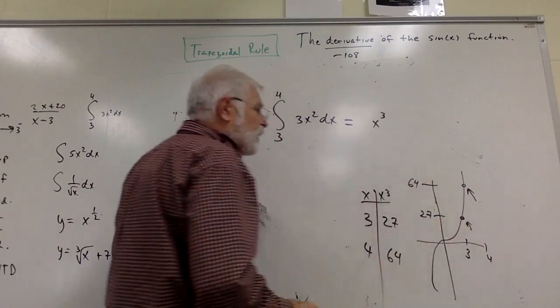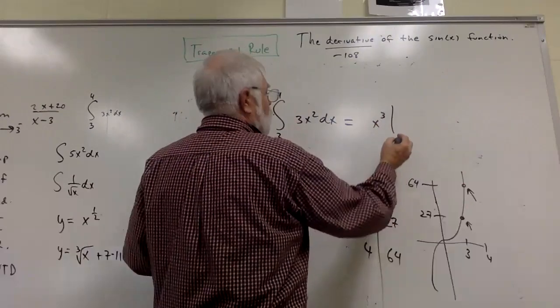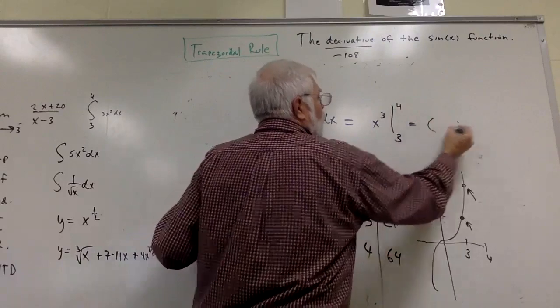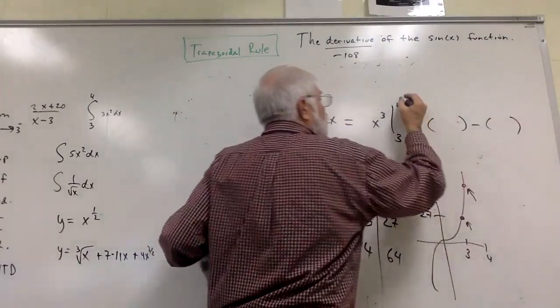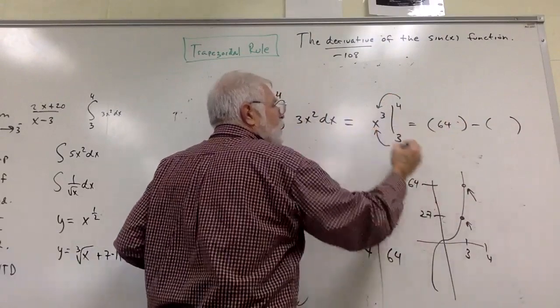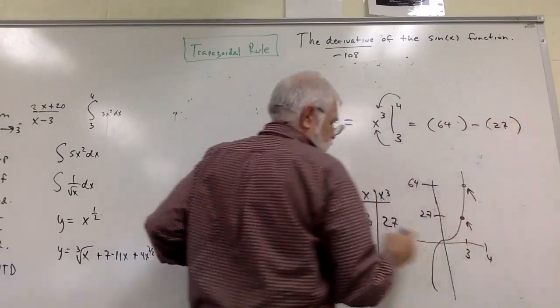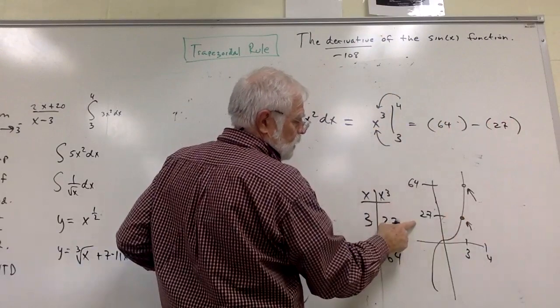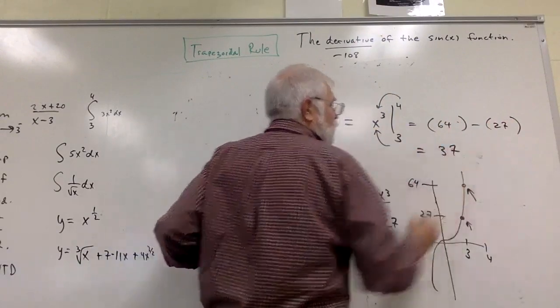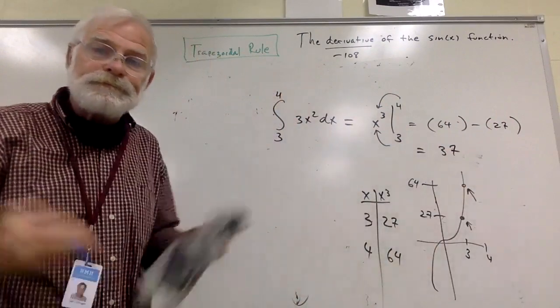How do we record that change? Well, first off, we write this, and then we do parentheses minus parentheses. When I drop a 4 in, I get 64. When I drop a 3 in, I get 27. So what was the net change? 64 minus 27, I believe that's 37. Hopefully I didn't just make a math error.